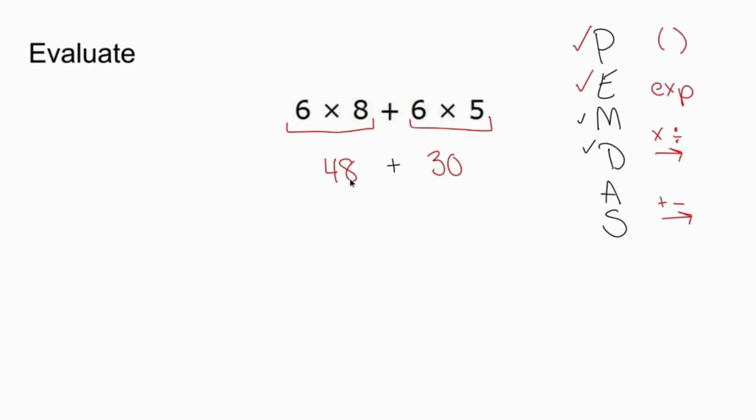Do I have any addition or subtraction moving left to right? Yes, I do. 48 plus 30 is not bad. I can do that in my head. 78. And when we're done and we're left with just one number, we're finished, and that's how you do PEMDAS.